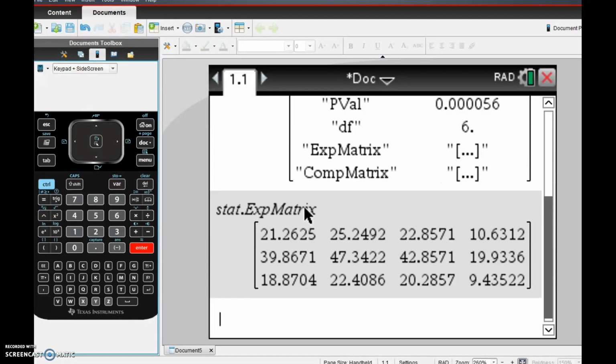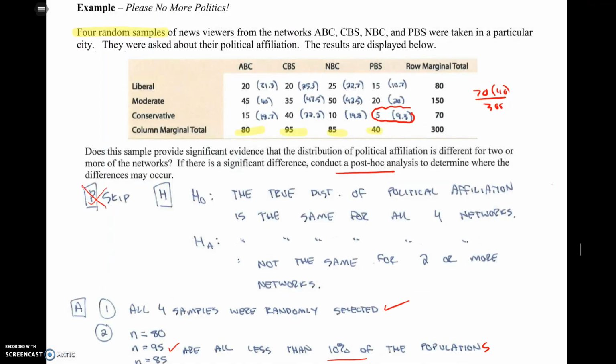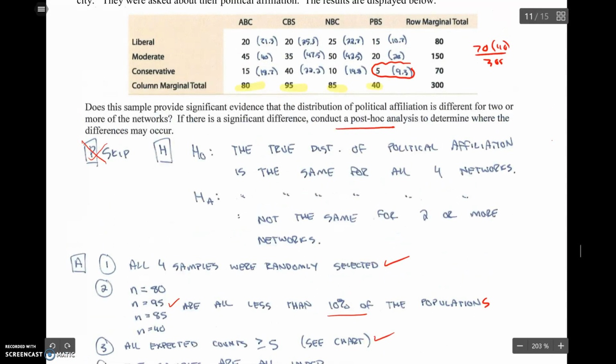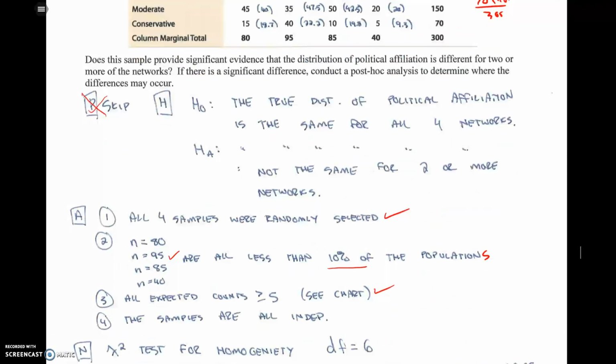There they are. Okay, so I'm going to copy those down into my table, and I'm going to say all the expected counts are greater than or equal to 5. See the chart. Again, you have to have it on your chart, on your paper somewhere. Okay, and the samples are independent. I got multiple samples, so I check the 4th condition. This is a chi-squared test for homogeneity.